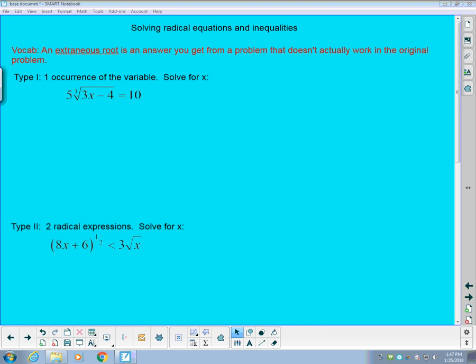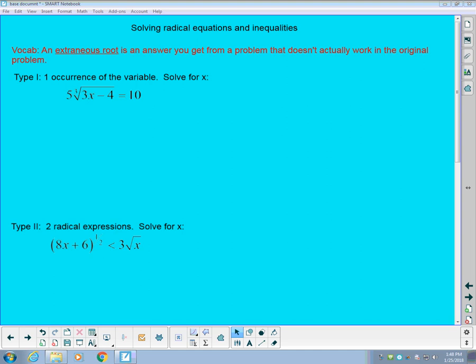All right. In today's video, we're going to look at solving radical equations and inequalities. We have a little bit of vocabulary to begin with here. An extraneous root is something that happens when we solve problems like this. What it means is we may come up with an answer through the processes we use to solve the problem that doesn't actually work in the original problem.